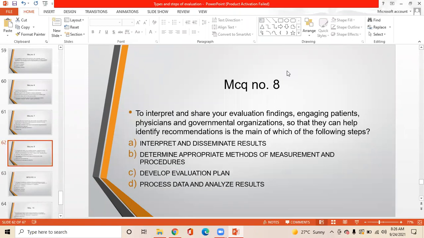MCQ number 8: To interpret and share your evaluation findings, engaging patients, physicians, and governmental organizations so that they can help identify recommendations, is the main aim of which of the following steps? Option A is interpret and disseminate results. B is determine appropriate method of measurement and procedure. C is develop evaluation plan, and D is process data and analyze results.